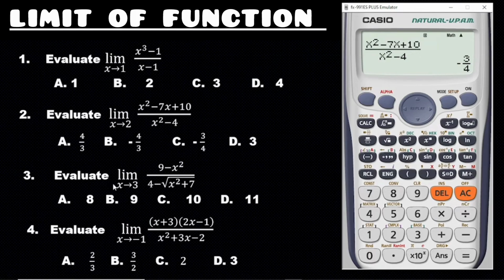Once again, we are to evaluate the limit of 9 minus x squared all over x minus the root of x squared plus 7. So we enter this expression on the calculator. Once again, this is a fraction. So you click the fraction button, and then on top of it, we have 9 minus x squared. So alpha x, we square it up, and then we go down with the cursor. We have 4 minus, then you bring the root sign. We are having x squared, so alpha x, we square it up, plus 7.